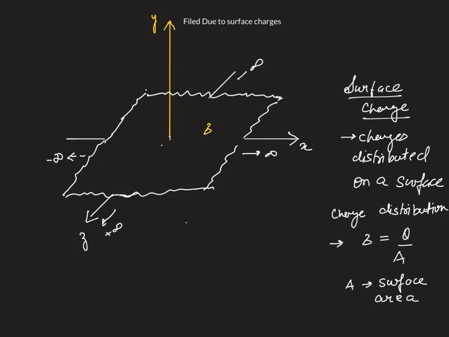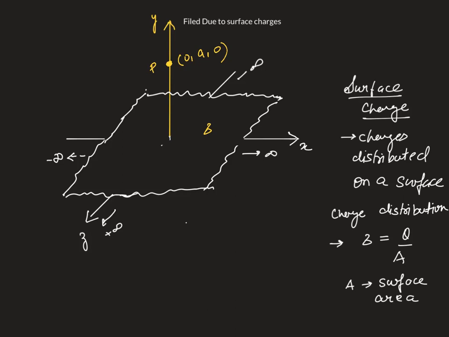Now, I want to find out the field at some point here on the y-axis. Let me specify the point. It could be 0, a, 0. This is the point P on the y-axis where the field has to be found. Now, how do we find this out?